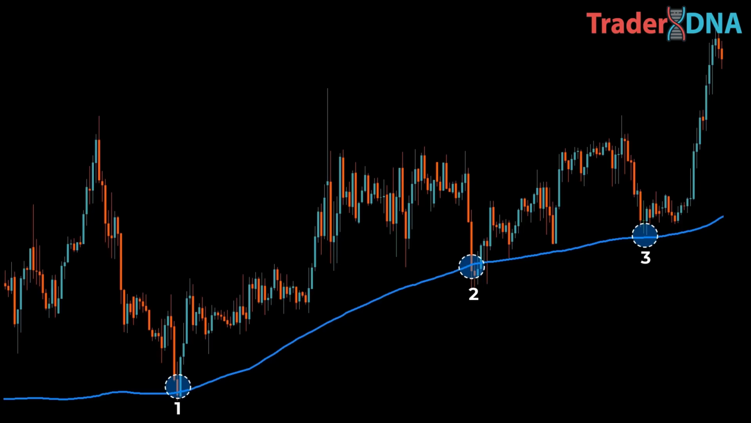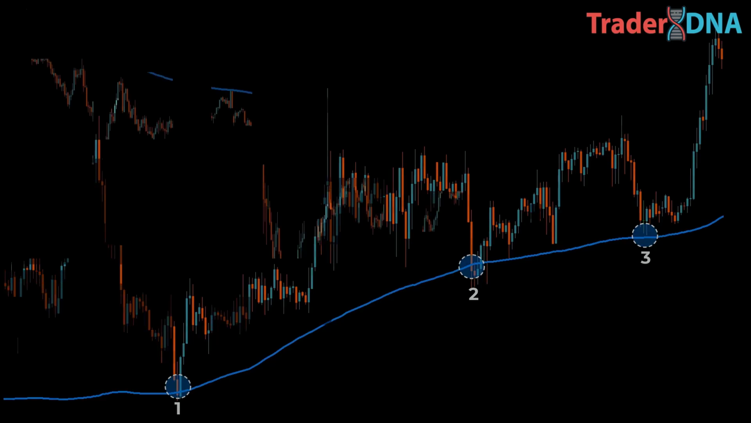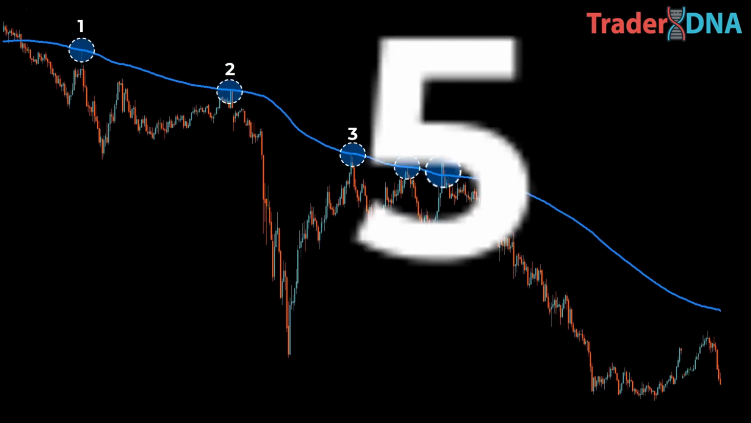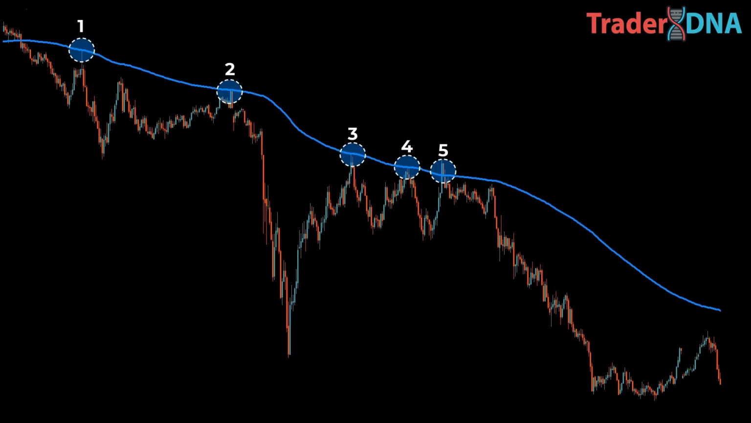On the other hand, in a downtrend, the price generally stays below the moving average. Whenever the price approaches the moving average, it tends to face resistance. This means that the price struggles to push above the moving average and instead reverses back downward. In such a scenario, we can look for selling opportunities near the moving average as the downtrend remains intact. In fact, in this case, the price encounters resistance at the moving average a total of 5 times.